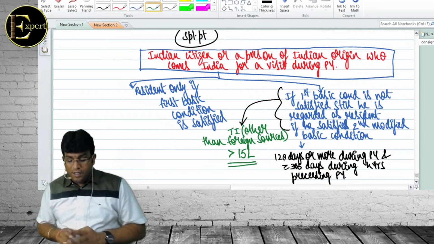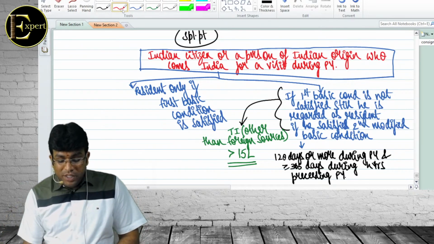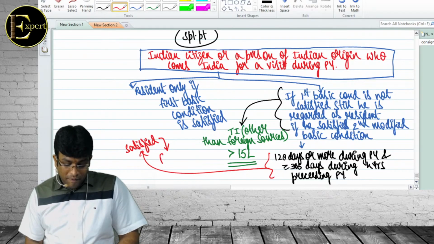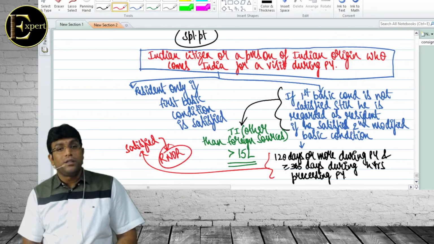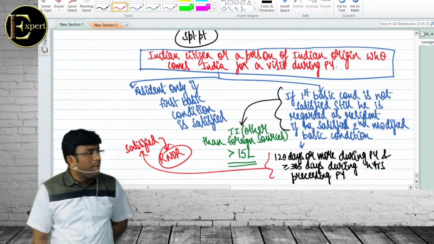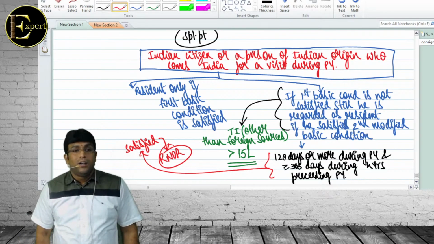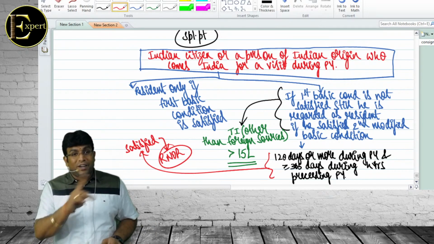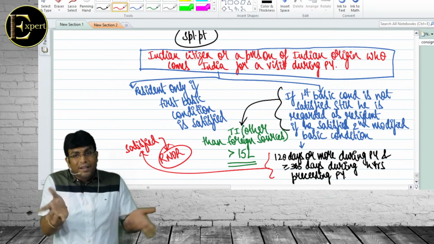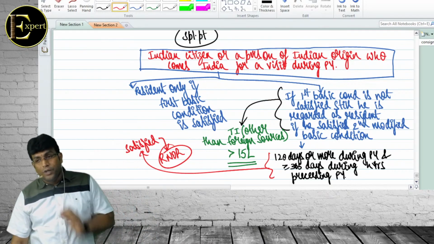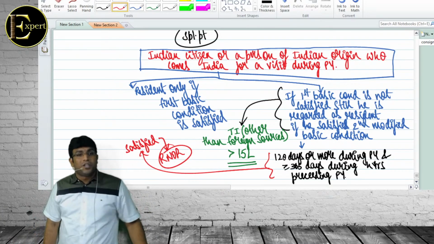Getting clarified? And by any chance, if this fellow has satisfied this second modified condition, we will call this fellow RNOR. This fellow can never become ROR. Clear? That means we will not look at basic conditions for this fellow. If we satisfy the first condition, then the RNOR story is possible. But if we satisfy the second modified condition, then only the RNOR story will come. The ROR story can never come into the picture.